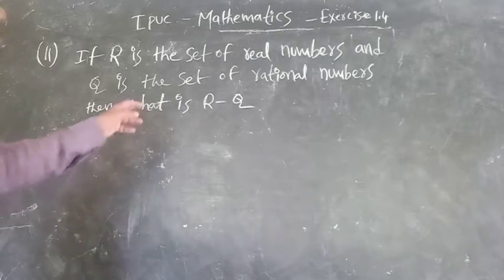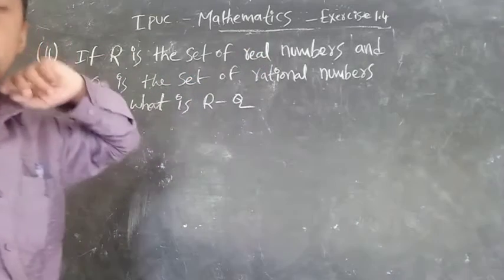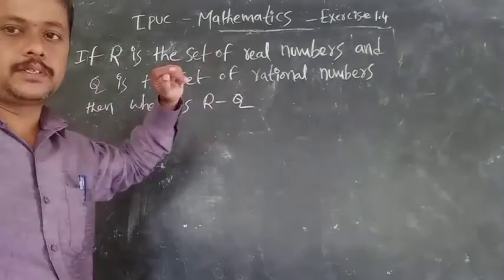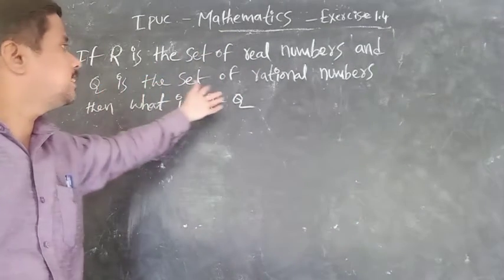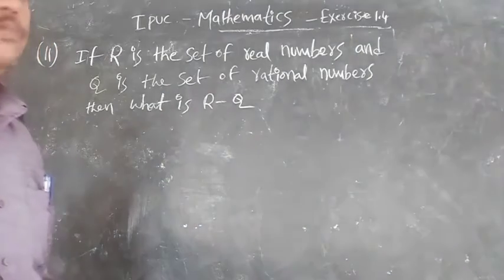Next we will move to the next question, called 11. If R is a set of real numbers, let us consider, I already told you, R is a set of real numbers, and Q is a set of rational numbers.